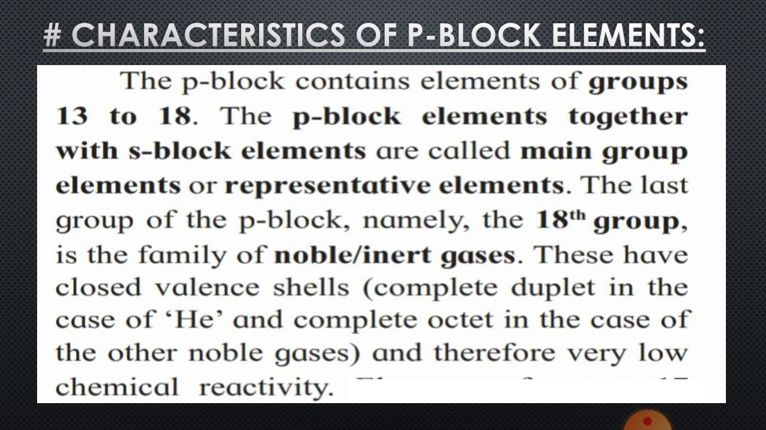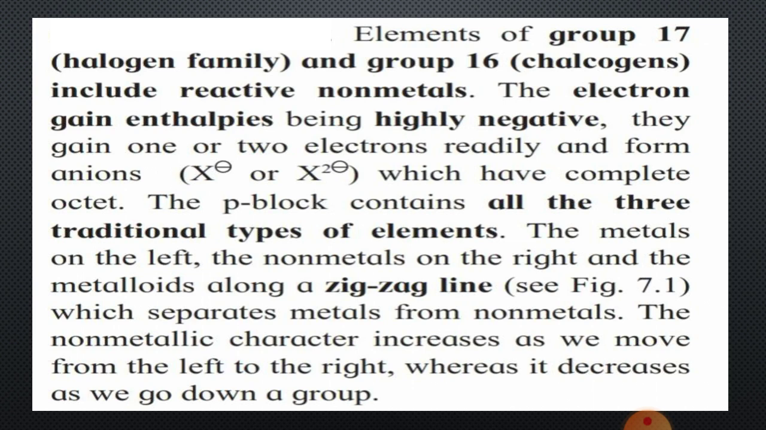P block plus S block are known as main group elements or representative elements. The group 18 elements are known as noble gas, inert gas, zero group elements. They have a closed valence shell, in which helium is a complete doublet while the remaining elements are a complete octet, and these elements have very low chemical reactivity. So this is about group 18 elements of the P block.